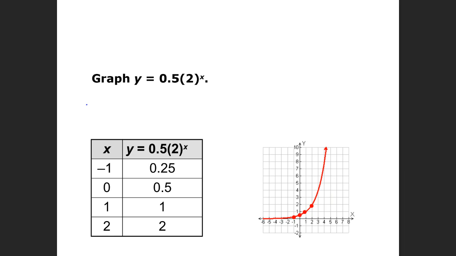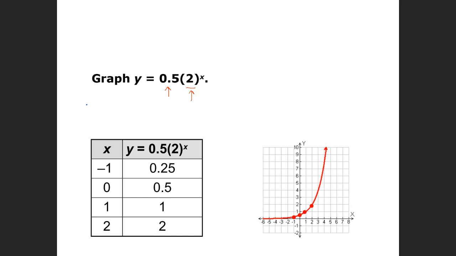Now, this is the base. The base is the number that the exponent goes to, right? Some people look at this number and say, oh, it's exponential decay. No, this is the base. The base tells me if it's going to go up or down. So I know this is going to be exponential growth because the base is greater than 1.